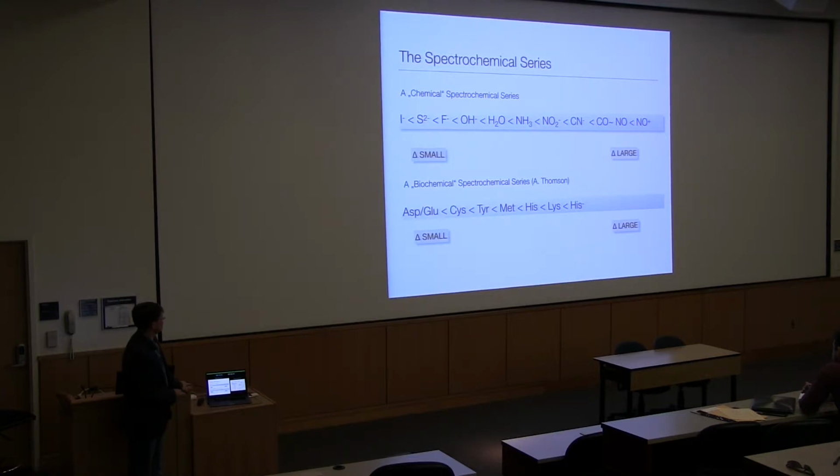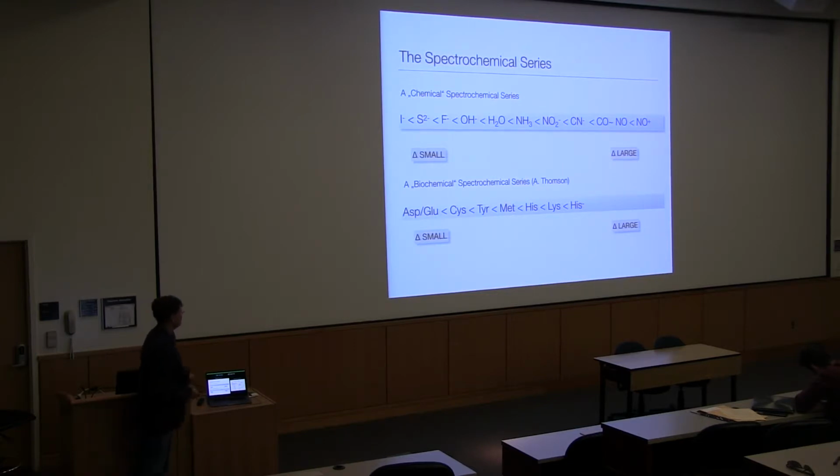Now, in biochemistry, that has also been done. That is largely work of Andy Thompson from the 1990s. According to Andy, and he has used, I think, porphyrins with variable axial ligands to figure that out, the smaller field ligands are carboxylate, like aspartate and glutamate, followed by cysteine, followed by tyrosine, and at the high end of the spectrum are lysine and histidinate.